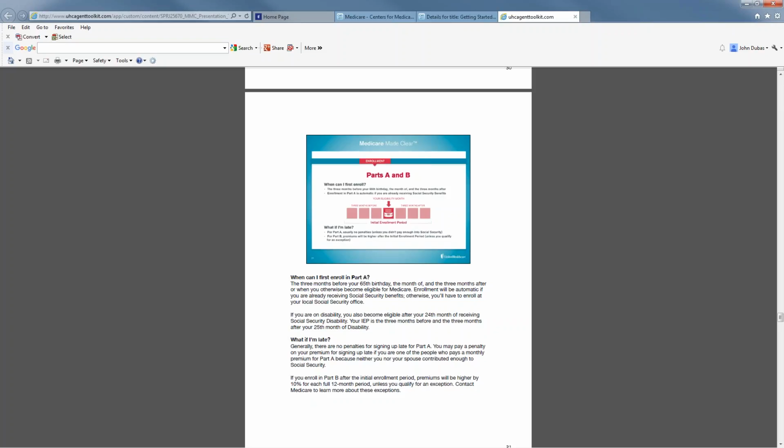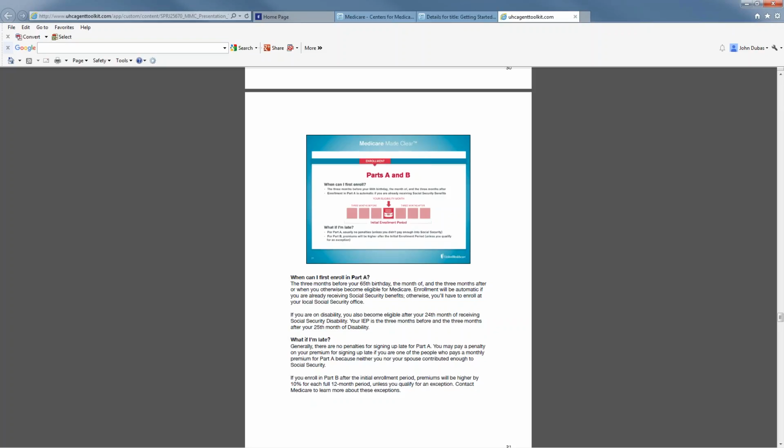If you're late, well, generally there's no penalty for signing up late for Part A. You may pay a penalty on your premium for signing up late if you're one of the people who pays a monthly premium for Part A because neither you nor your spouse contributed enough into Social Security while working, or had enough quarters in.